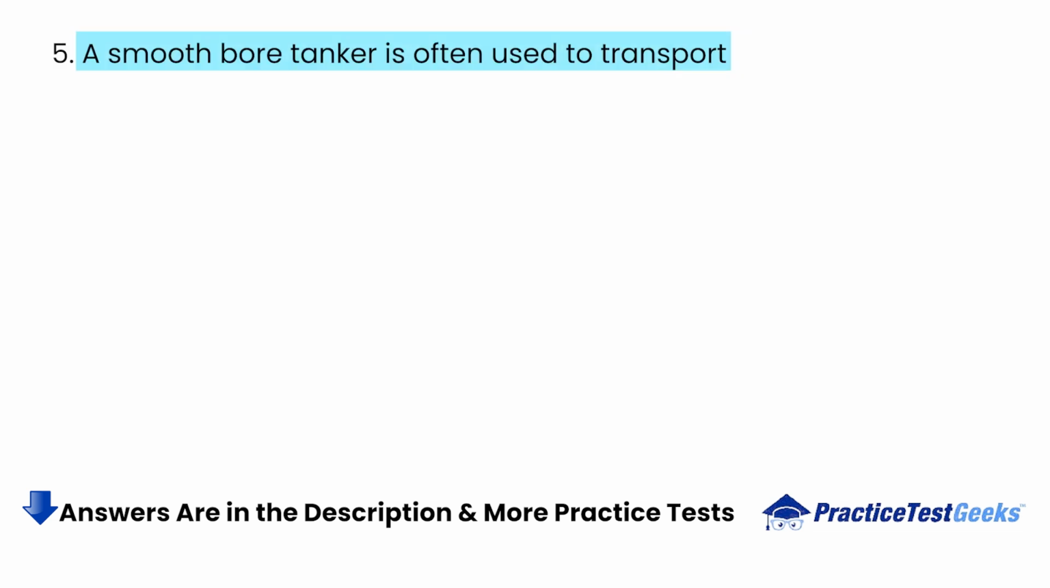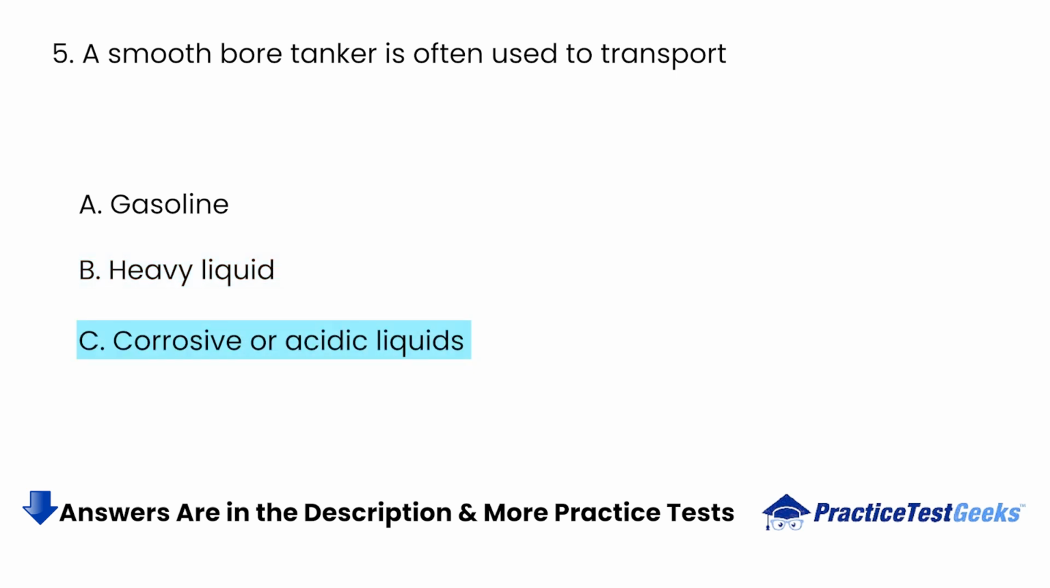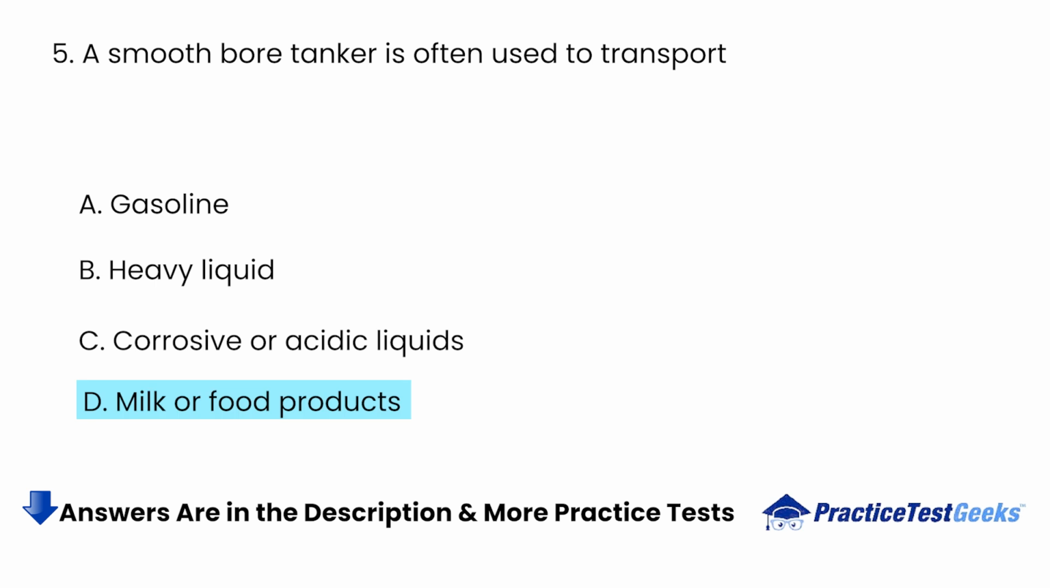A smoothbore tanker is often used to transport A. Gasoline. B. Heavy liquid. C. Corrosive or acidic liquids. D. Milk or food products.